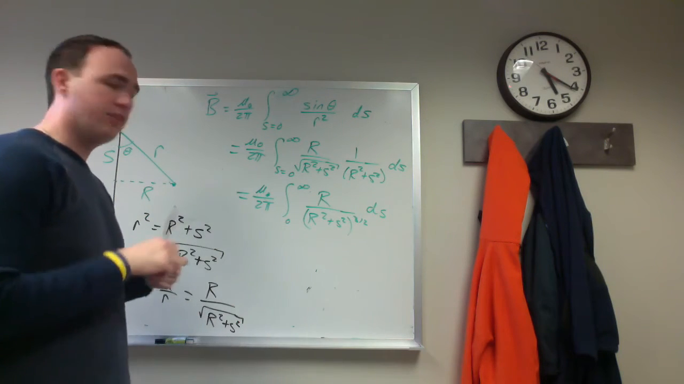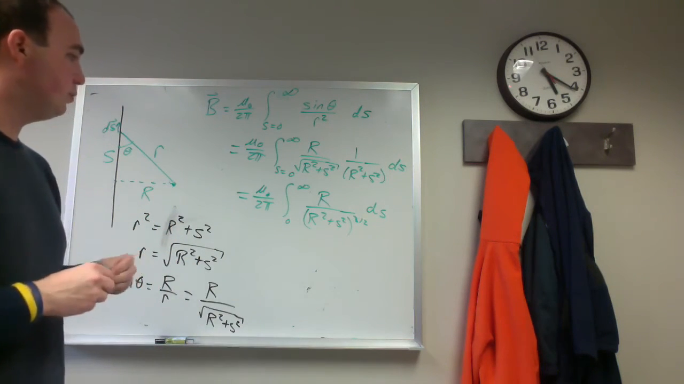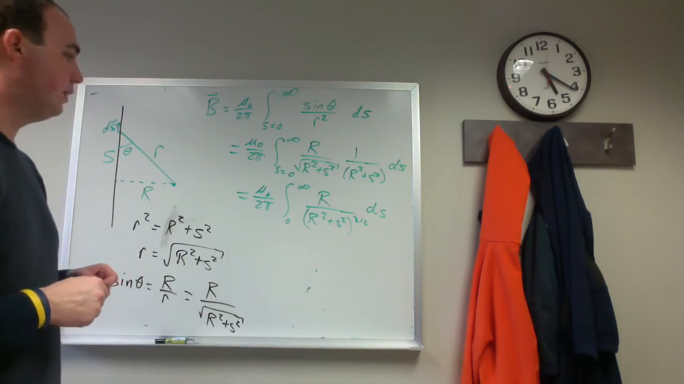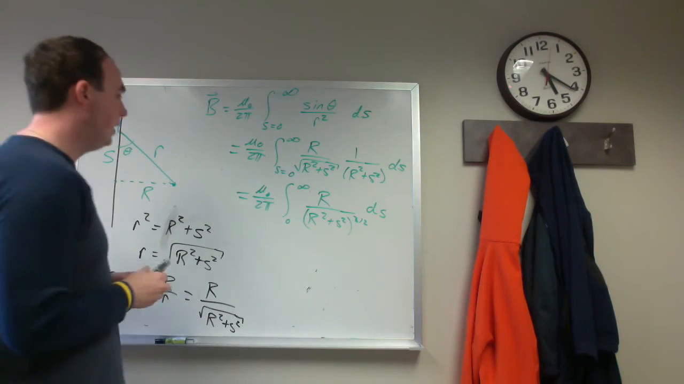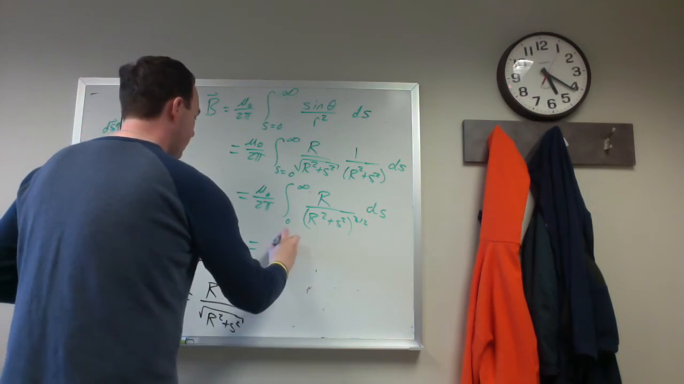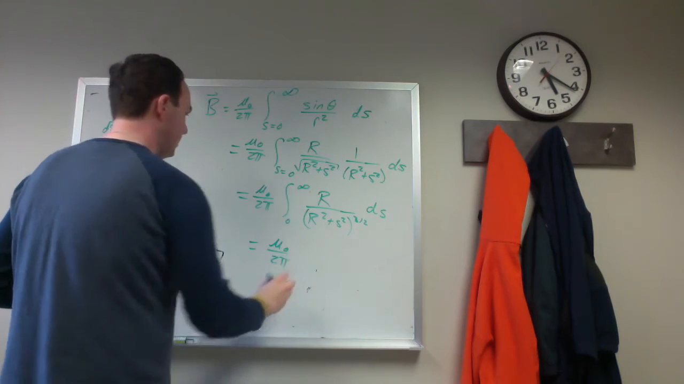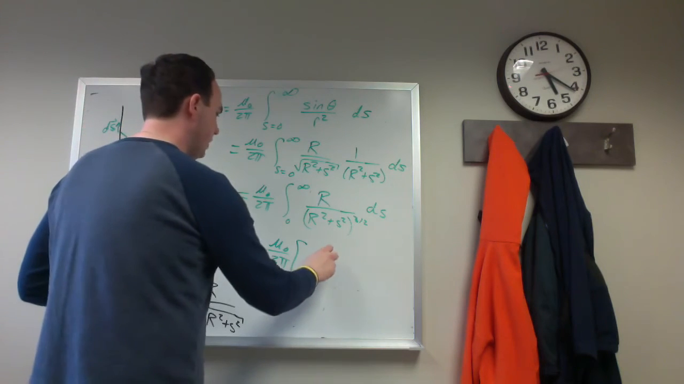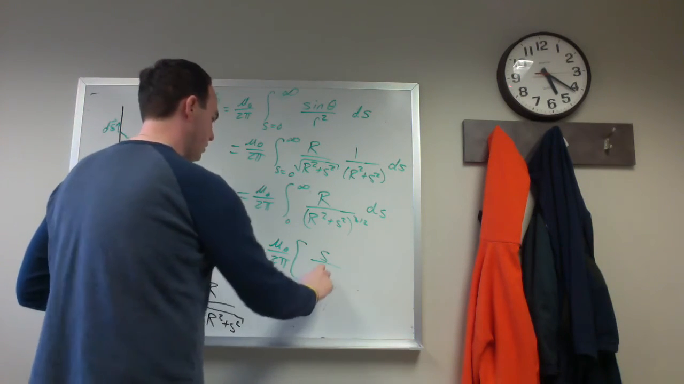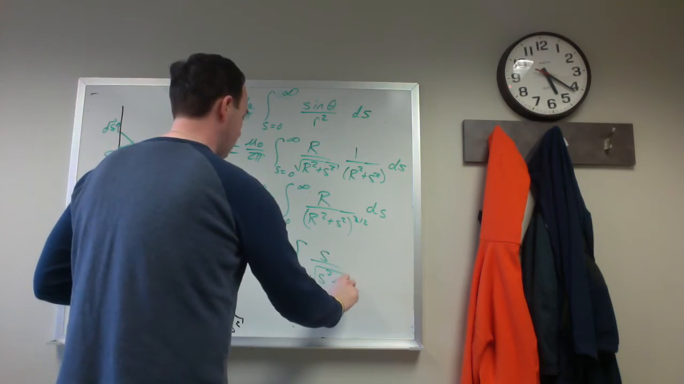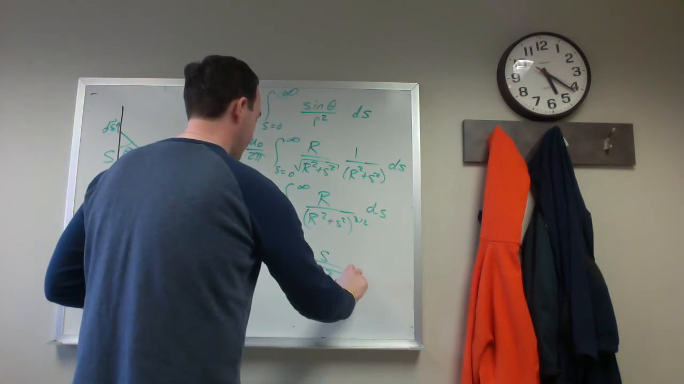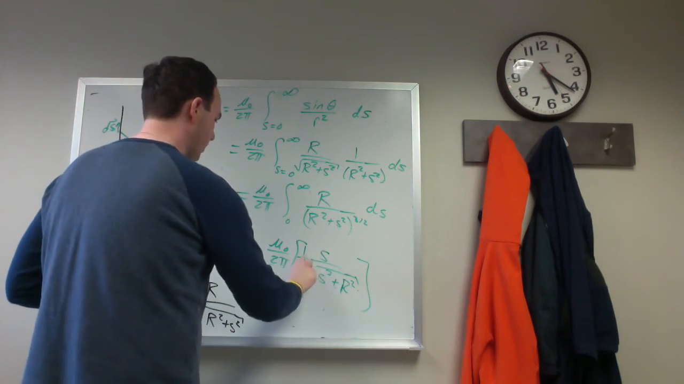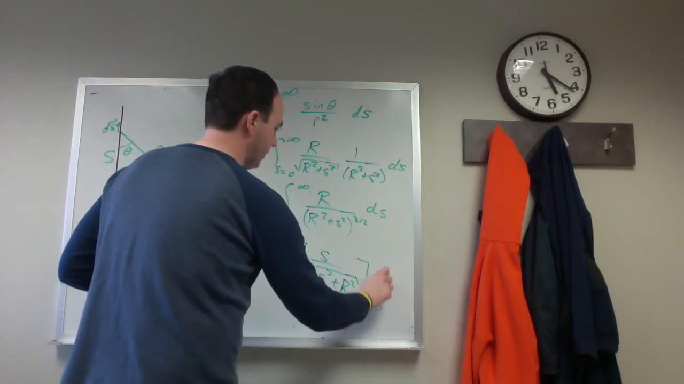Now, this is not an integral that you can do with u substitution. If you want to look up how to do this, it's a trigonometric substitution where you can use the tangent. But what we get when we do this is that the antiderivative of this is going to be s over the square root of s squared plus big R squared, and there's a 1 over big R in front that goes there, and then we're evaluating that from 0 to infinity.